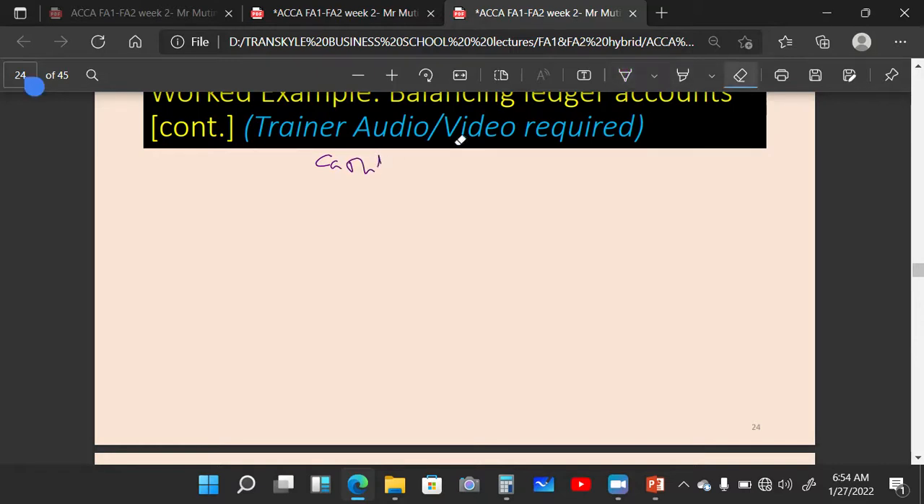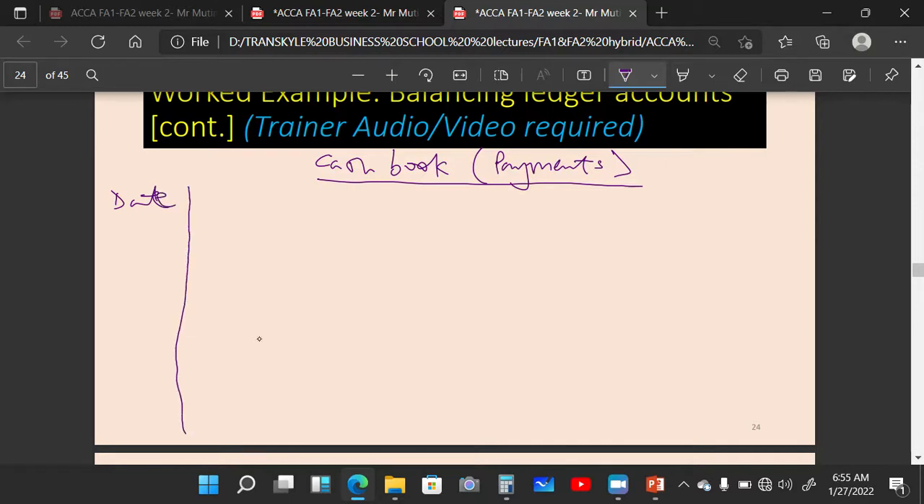My spelling for cash book, this is not one word. Okay, cash book payments. So that we complete the information as we read the question, because in the exam you don't have time.